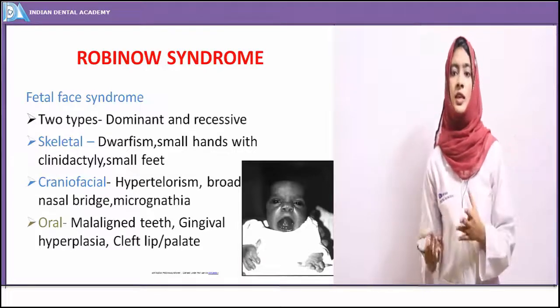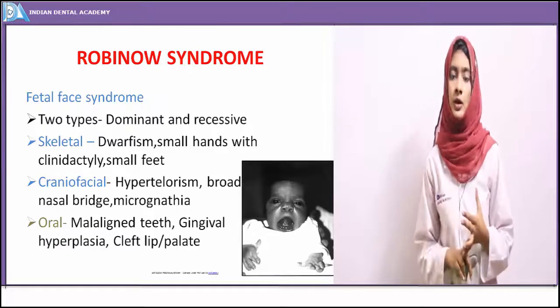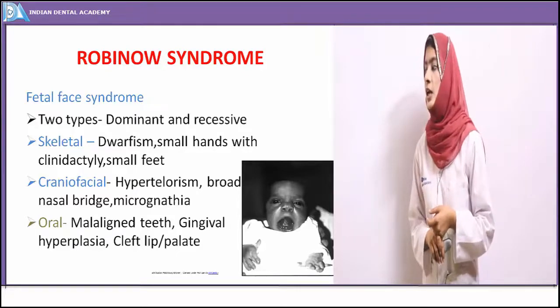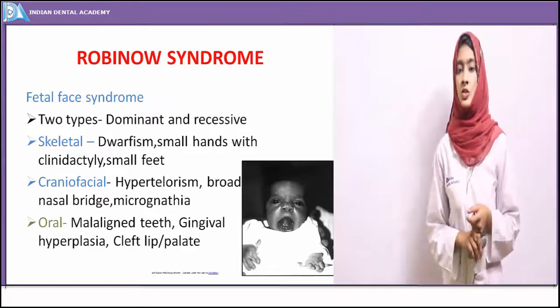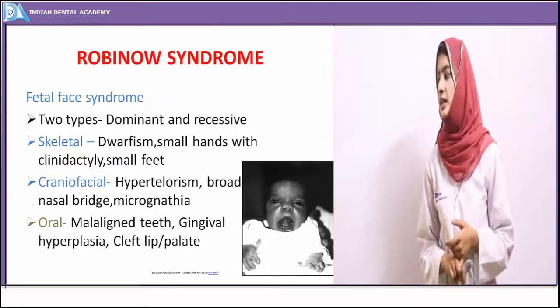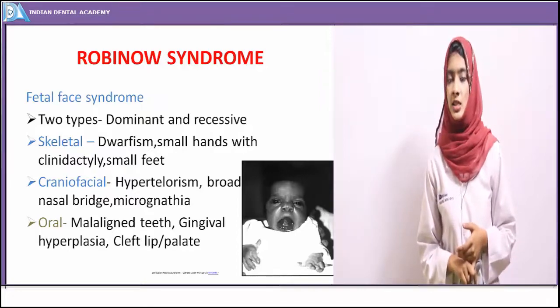When we see almost all of the congenital disorders, they show the presence of cleft lip or palate. Cleft palate is more common actually. So malaligned teeth and associated malocclusions are seen with the presence of cleft palate. Bifid uvula is also seen, and gingival hyperplasia is encountered.